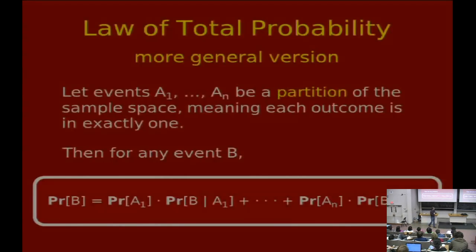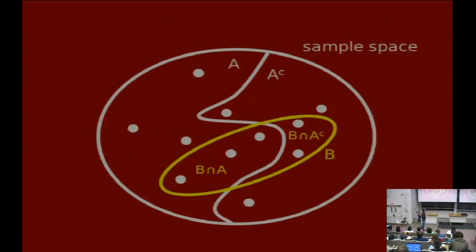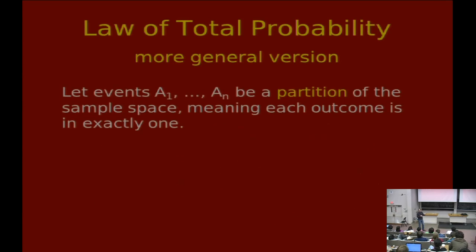OK. Any questions about this? I won't do the proof. It's basically the same as this one. It's just that in this picture, instead of breaking up all the outcomes into 2 pieces, it'll be into n pieces.